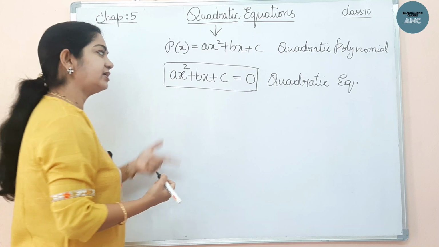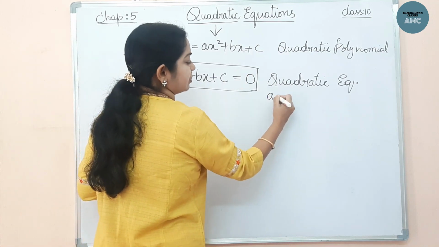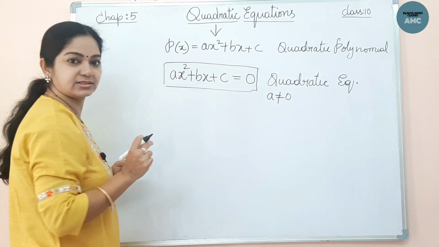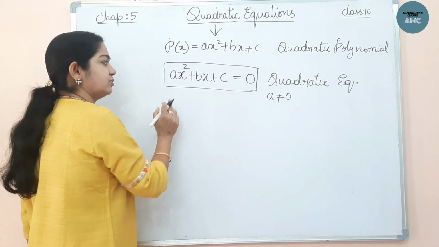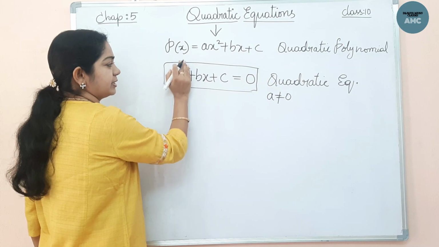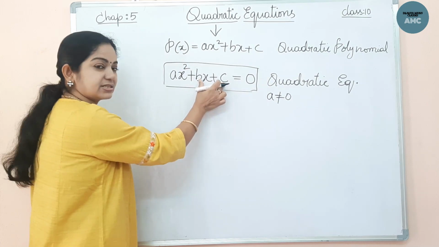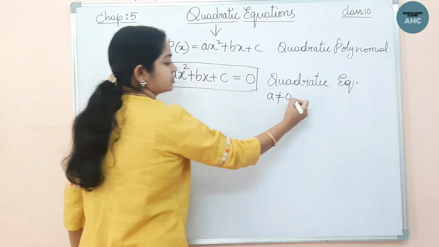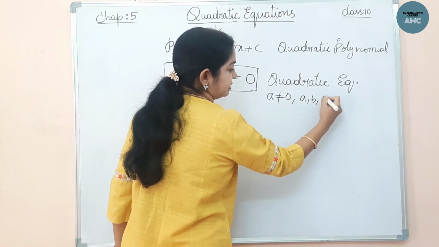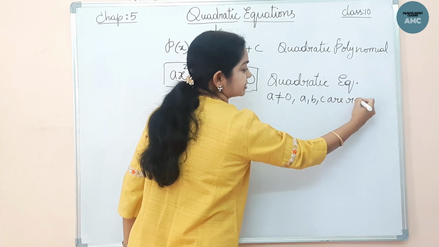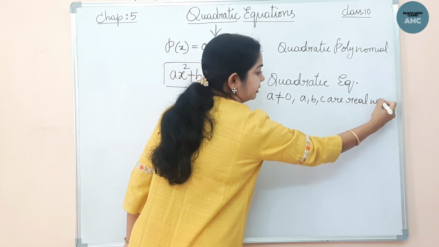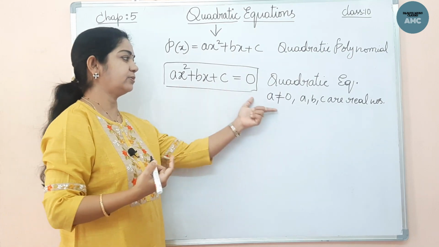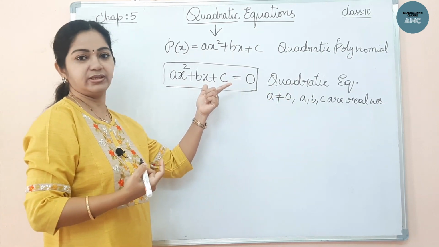Now, the condition is that a must not be equal to 0. That means the coefficient of the x square variable must not be equal to 0. If it is equal to 0, this part becomes 0, and we only have bx plus c. That means we get a linear polynomial. So, a must not be equal to 0 and a, b, c are real numbers. Okay, this is a condition also in the quadratic polynomial.